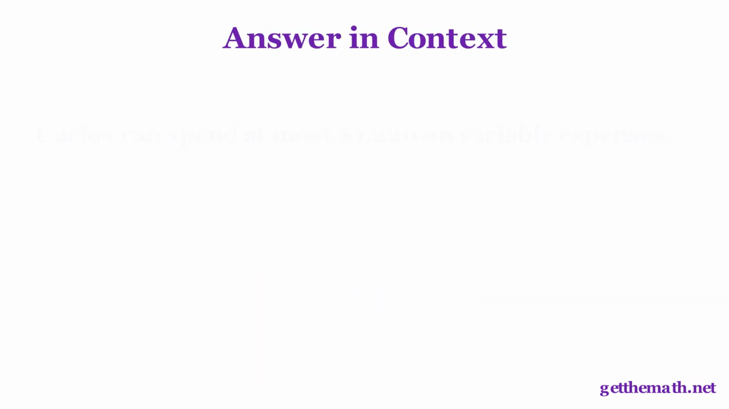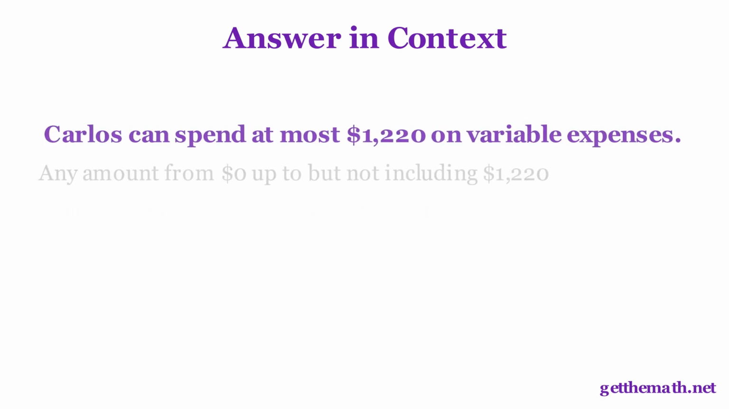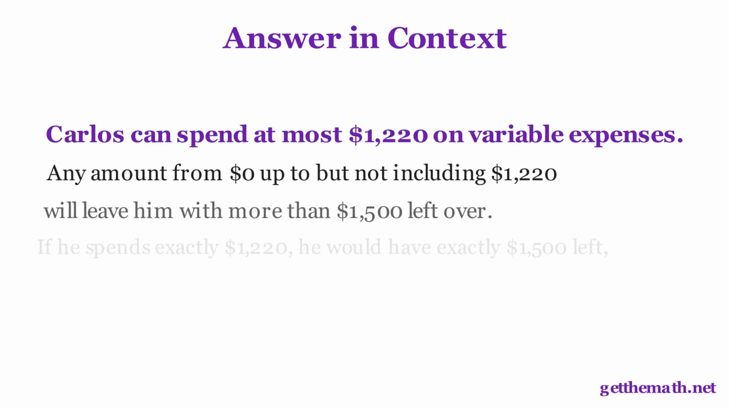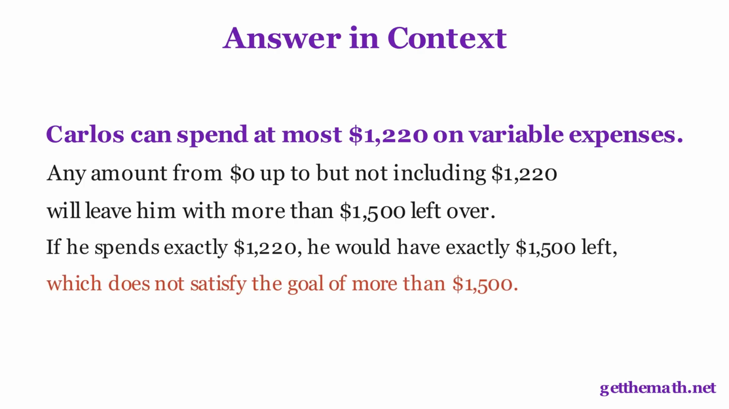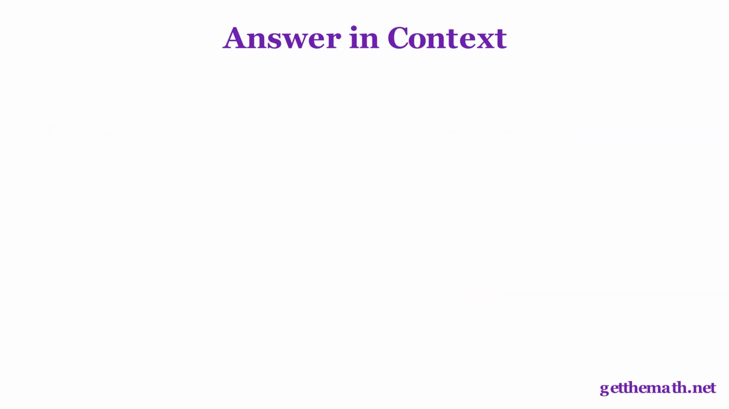Let's put the answer back in context. Carlos can spend at most $1,220 on variable expenses. Any amount from 0 up to but not including $1,220 will leave him with more than $1,500 left over each month. If he spends exactly $1,220, he would have exactly $1,500 left, which does not meet his goal of more than $1,500. Let's recap everything.